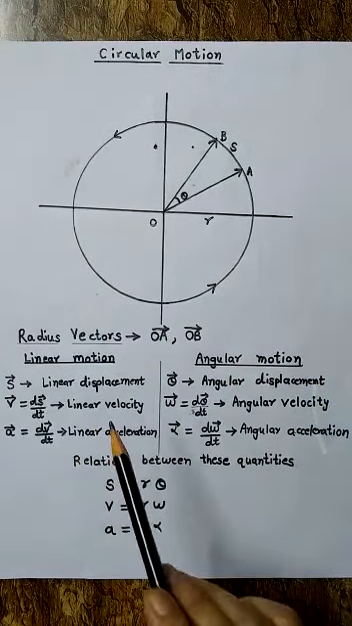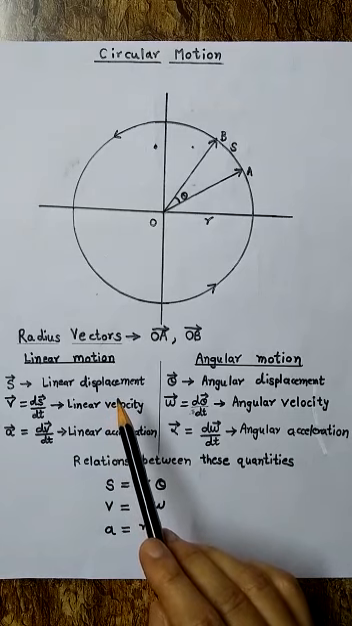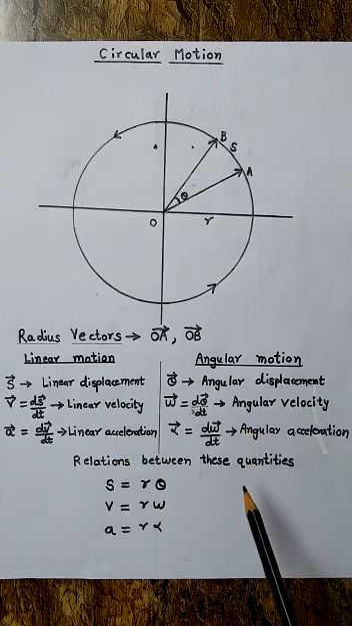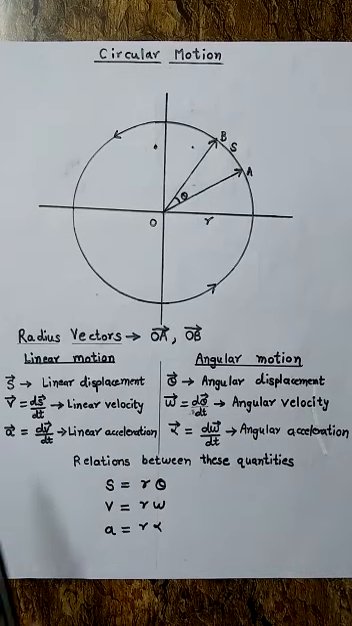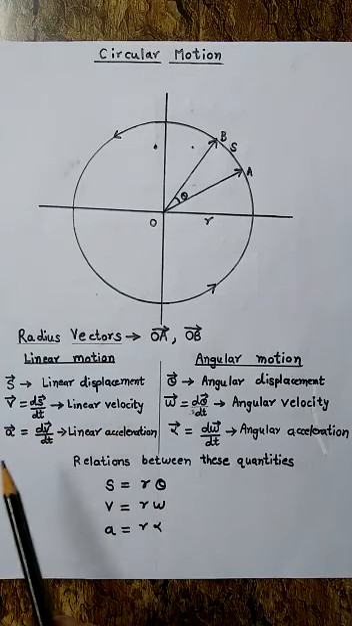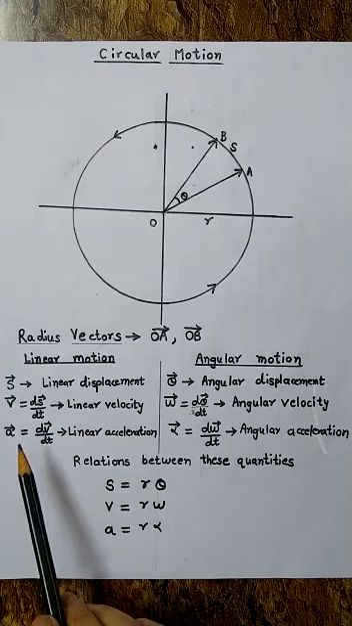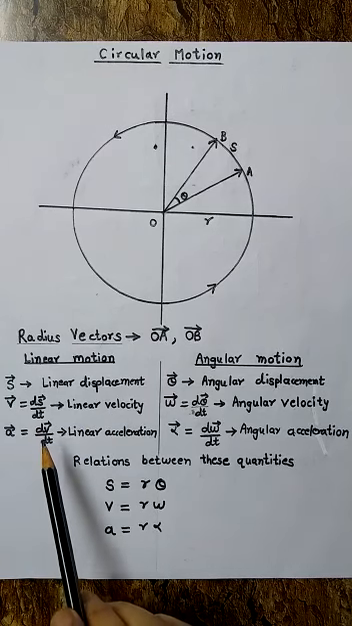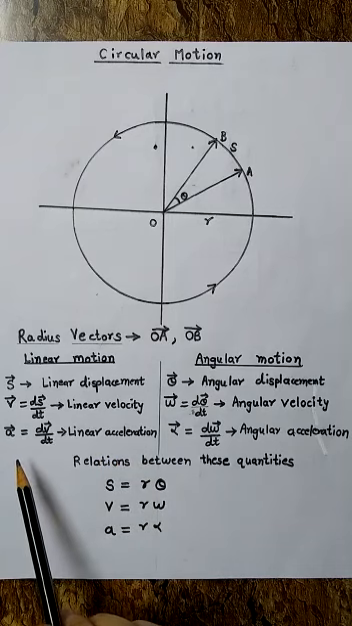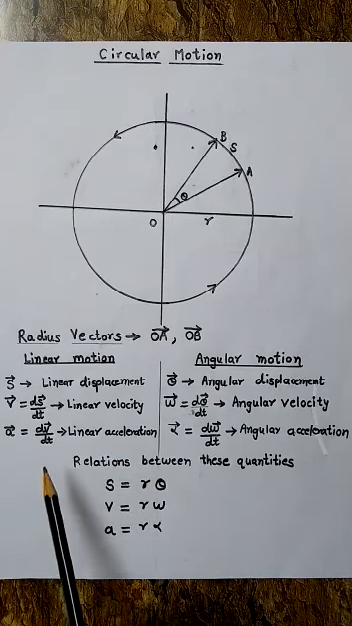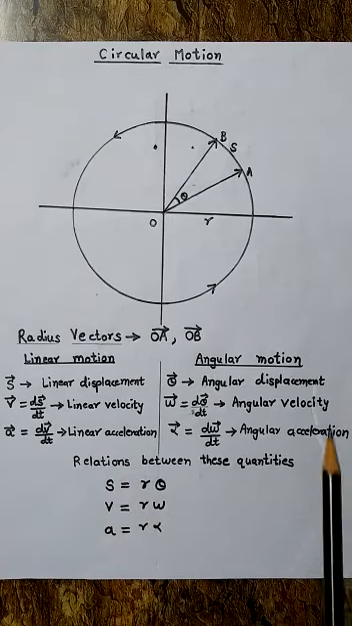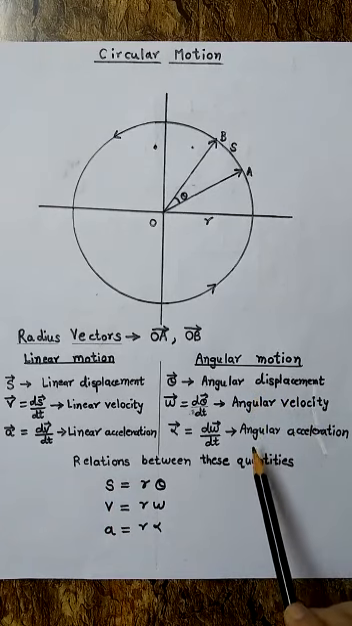Now let us see different terms in linear motion and the analogous terms in angular motion. First is vector S, which is linear displacement. Then second is vector V, which is ds by dt, that is rate of change of linear displacement, which is linear velocity. Then vector A, which is dv by dt, that is rate of change of linear velocity, it is linear acceleration. Now the corresponding terms in angular motion.